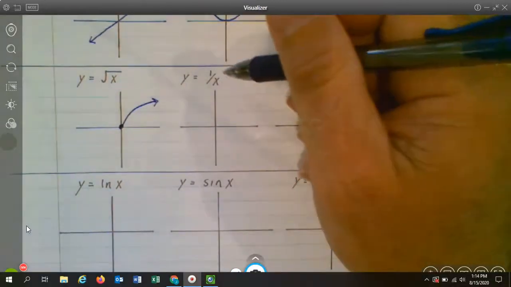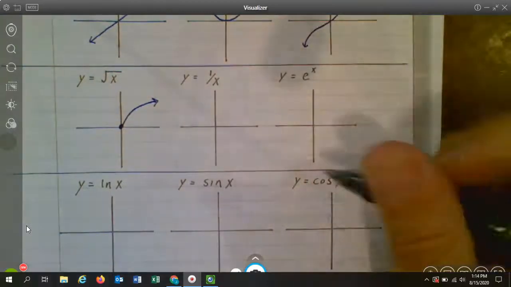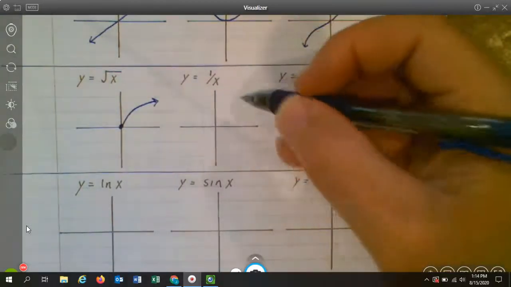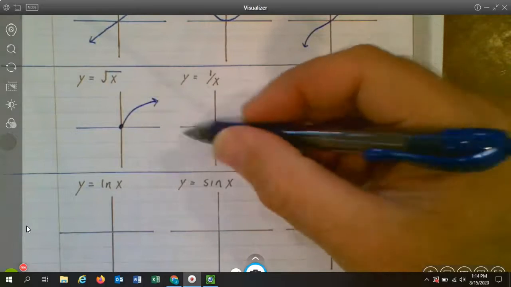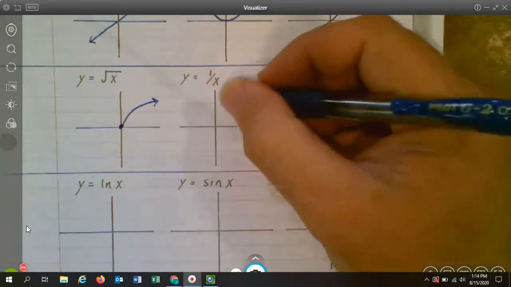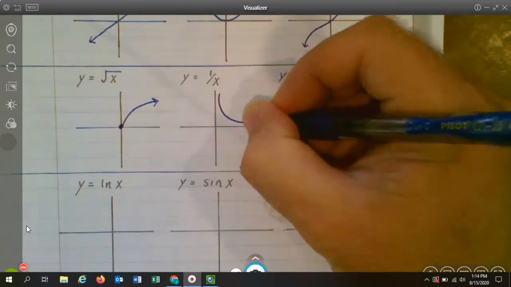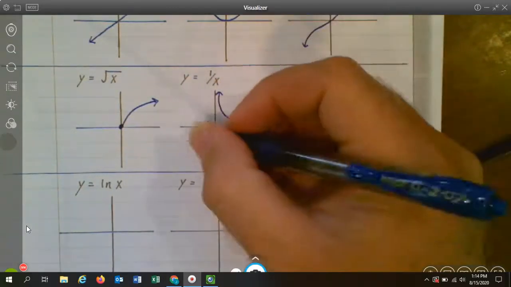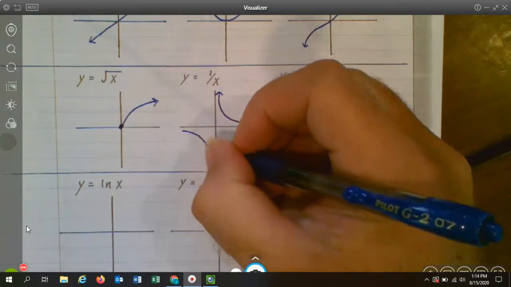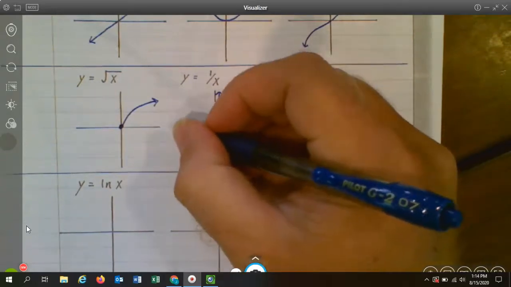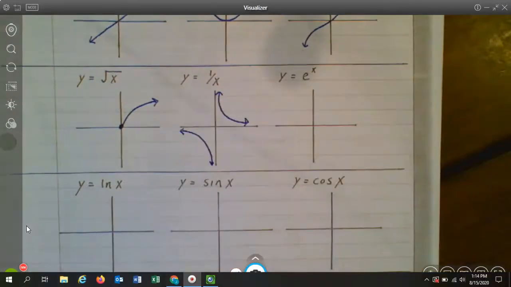Our reciprocal function or rational function, 1 over x. This guy has a vertical asymptote through 0 and a horizontal asymptote through 0. So we get the curves in quadrant 1 and quadrant 3. So that's our reciprocal function.